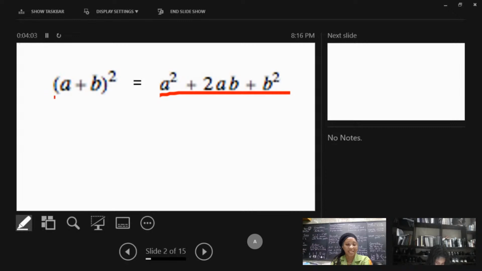So let's expand this to prove that this is what we get. So a plus b bracket squared means a plus b times itself, times a plus b.